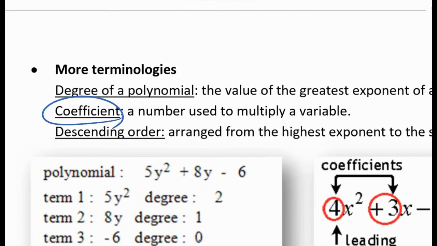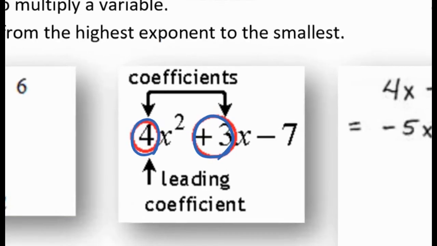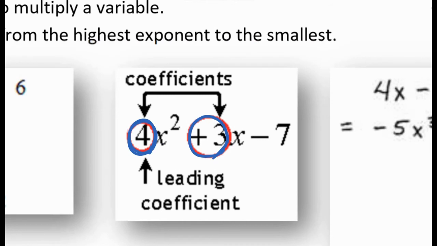And coefficients, a number used to multiply a variable. So if you look at this, a number attaching to a variable, a number multiplied to a variable is a coefficient. So 4, positive 3, they are coefficients. And a number attaching to the highest degree variable is called the leading coefficient. Okay? So x is not the highest degree. X squared is the highest degree. So 4 is the leading coefficient.